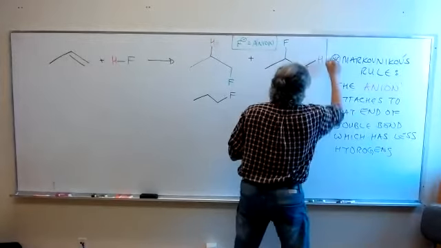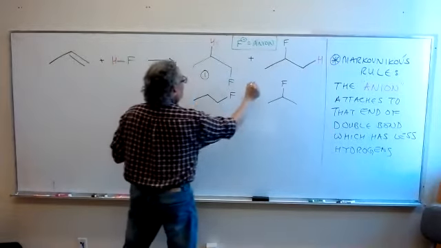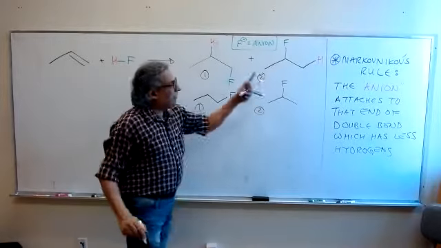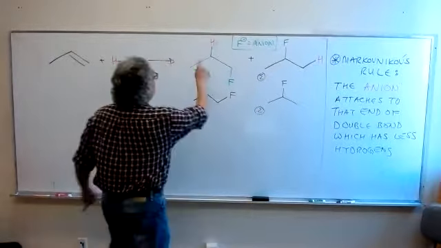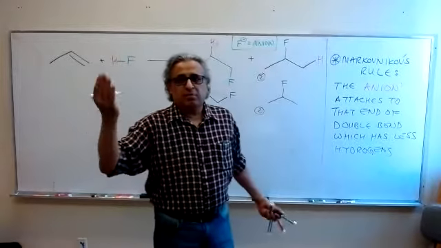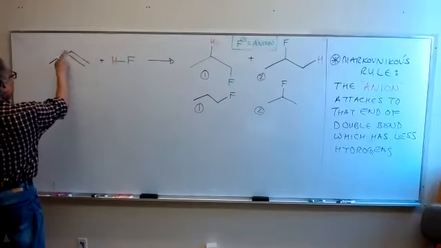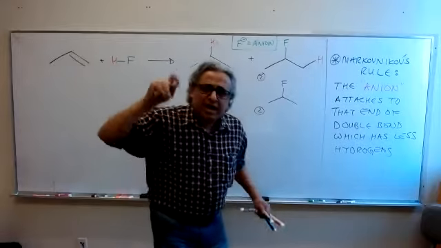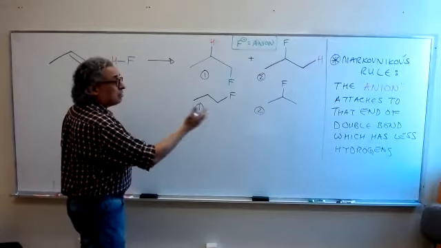Read this rule and tell me which one is major. Let's say this is 1 and this is 2. So read the Markovnikov rule. Markovnikov rule says that anion F minus or Cl minus or iodine minus or bromine minus, it goes to that end of the double bond. It likes to go here or here. It prefers the end that has less number of hydrogens. So in that case, that's going to be the major product.